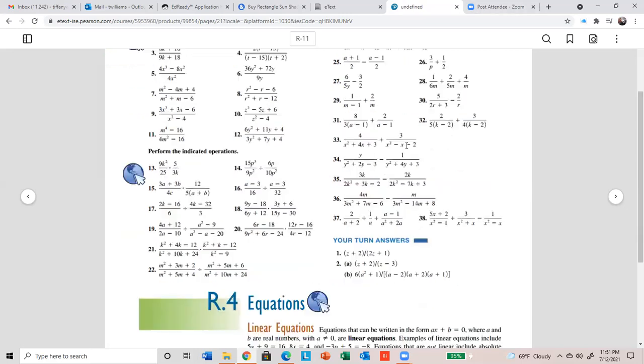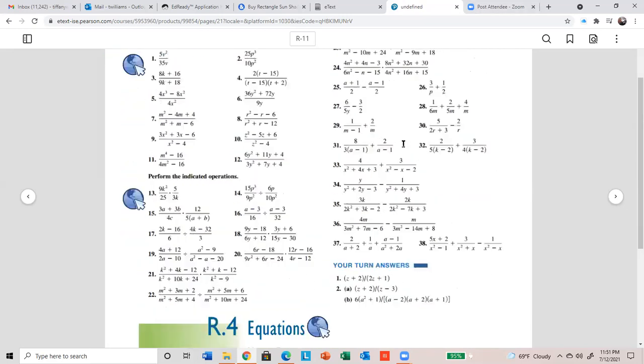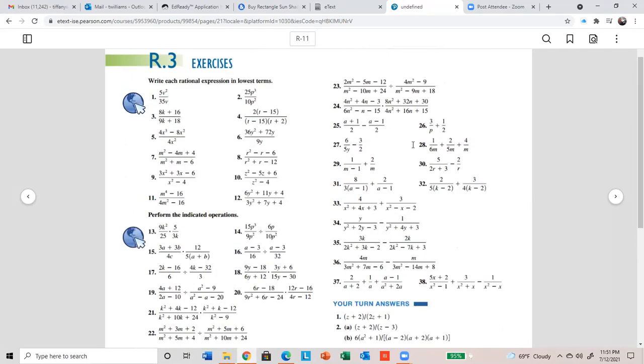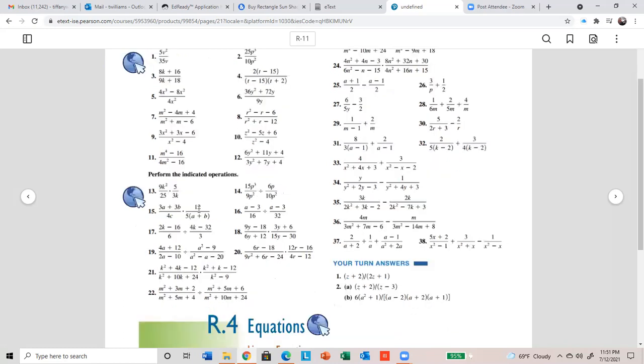So if you will notice, here's an example of the type of problems that we will be looking at. We've got just some plain reducing, so we're writing each rational expression in lowest terms. We've got some indicated operations. We've got multiplication, division, and then lovely addition and subtraction. Now, one of the things I want to point out here that you may not realize, typically multiplication and division are easier operations to work with than addition and subtraction are, and we are going to see that with these problems.